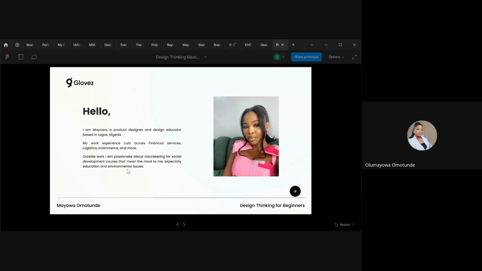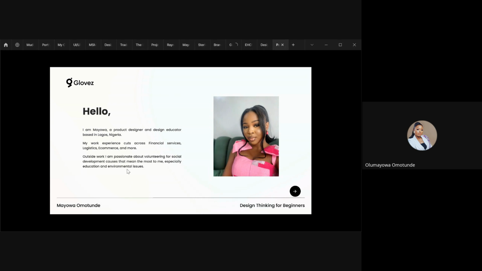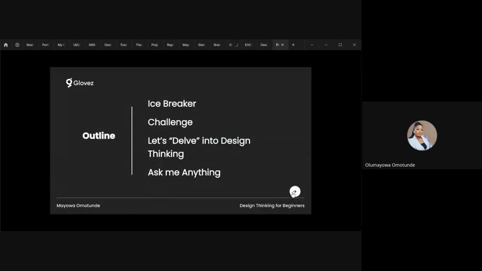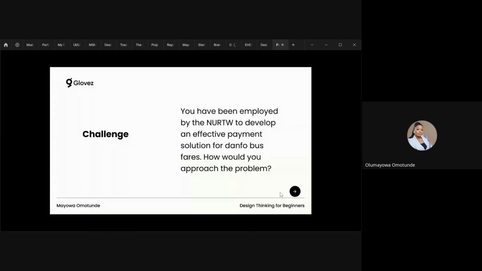All right, so I'll just do a little introduction about myself and the courses I'm passionate about. I would like this session to be a bit interactive so that it will be practical and everyone can participate. For this session, we'll be addressing a challenge as we go through the design thinking process.